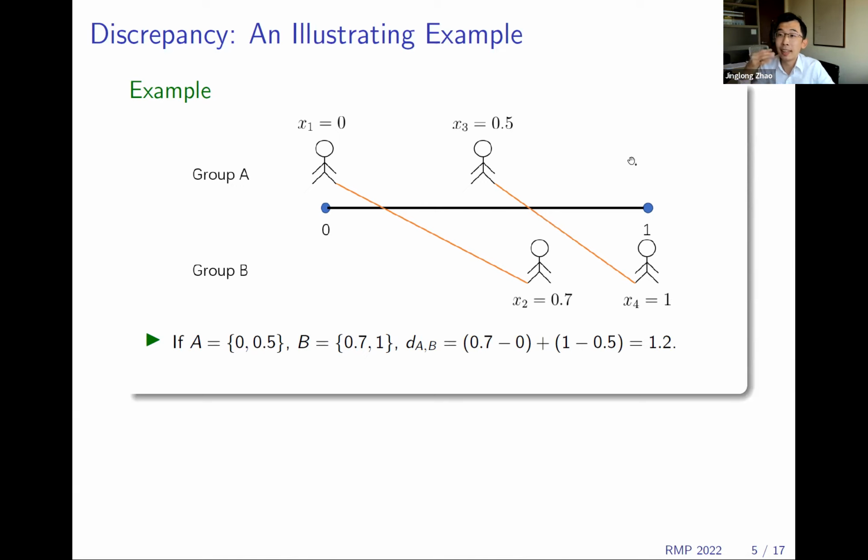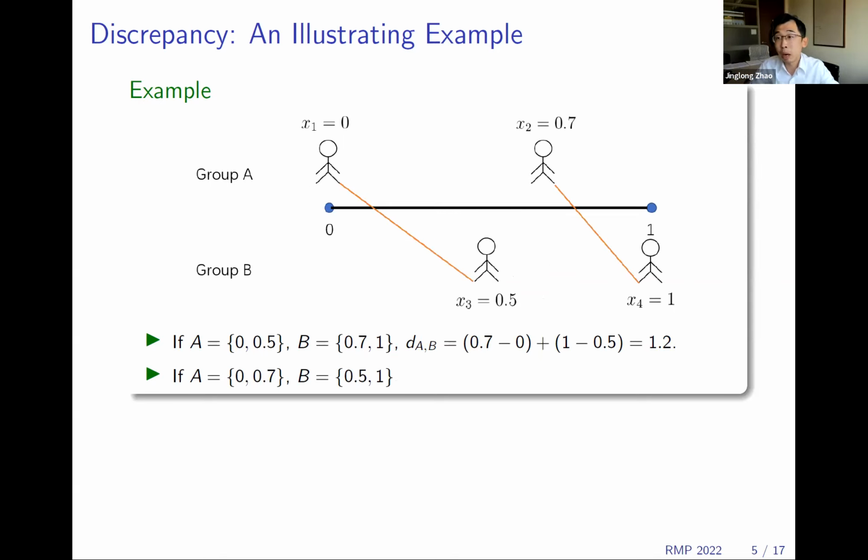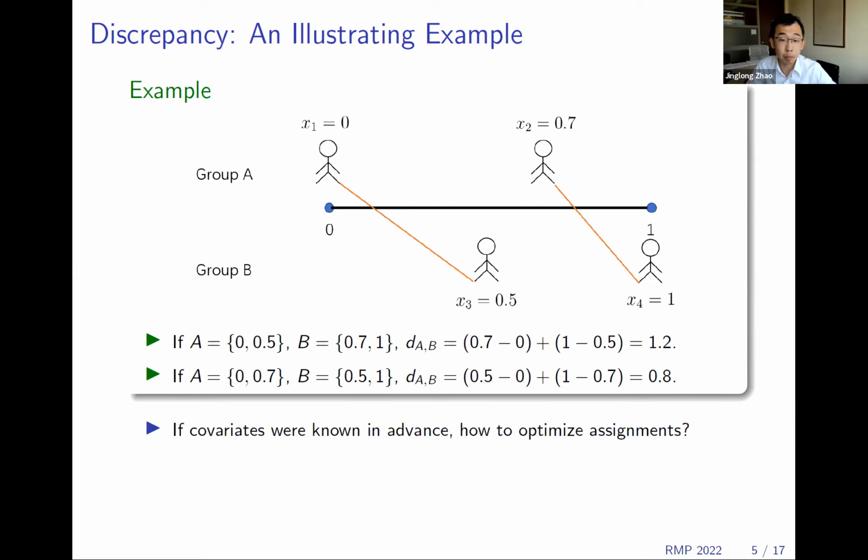So if you are quick enough, then you might immediately ask, why should we stick to this particular type of partitioning? Maybe if we exchange X2 and X3, exchange these two middle users, then we could probably end up having a smaller total discrepancy, which is as small as 0.8. So this is what we're trying to do. We're trying to find the assignment that is going to lead to a very small total discrepancy. And we're trying to do this in a sequential fashion.